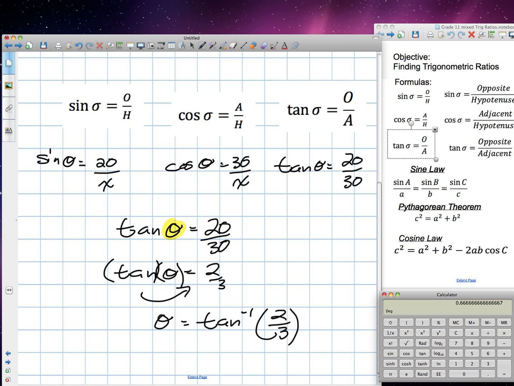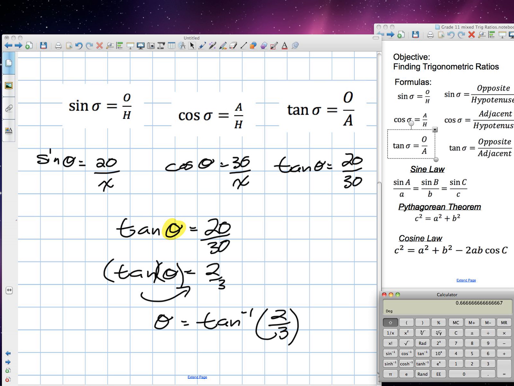In this question, mine's a little different. I have to go 2 divided by 3, and then I hit tangent to the power of -1, and it'll give me the angle. Also, look, I'm in degrees. It's very important that your calculator's in degrees. We're not working in radians, so make sure it says DEG or D to represent degrees. And there we go. 33.69, we'll round it to 33.7. So theta is equal to 33.7 degrees.